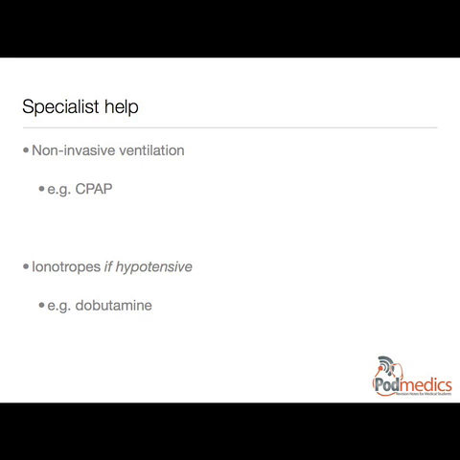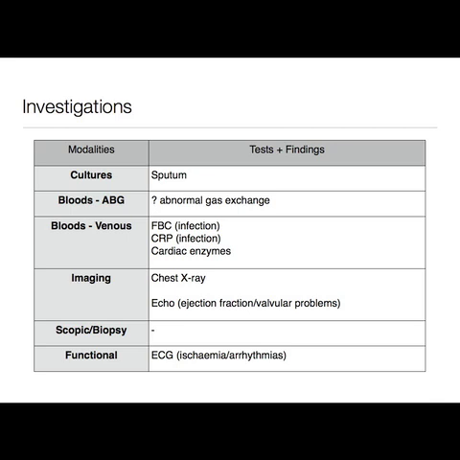If, however, the patient does not respond or indeed worsens, you may wish to consider the need for non-invasive ventilation, i.e. CPAP, and if the patient is hypotensive, inotropes such as dobutamine can be used. However, don't give these yourself. The patient will most probably require ITU admission prior to starting these therapies. If you wish to know more about these drugs, I recommend listening to the first part of one of the clinical pharmacology and therapeutics podcasts on cardiac failure. This can be found on the website, that's podmedics.com.